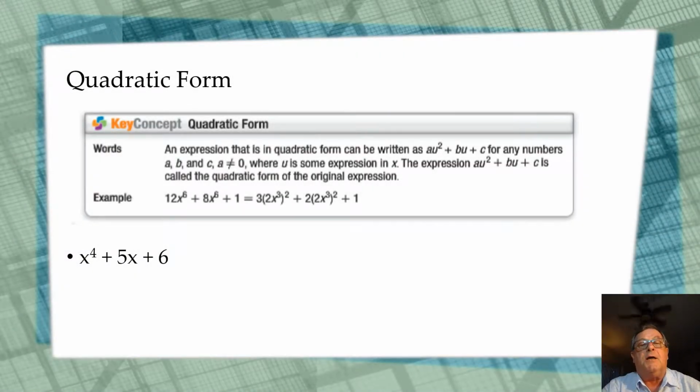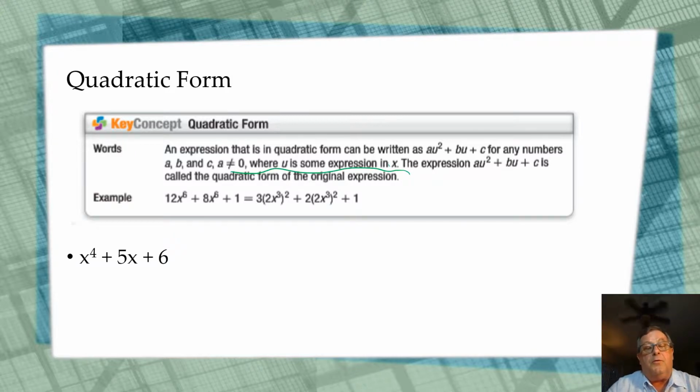Now we're going to take a look at something called the quadratic form, which we can use as a factoring technique using something called U substitution. Here we have what the quadratic form is. It can be written as au squared plus bu plus c for any numbers a, b, and c where a doesn't equal 0, and where u is some expression of x. And that's kind of a key phrase right there.